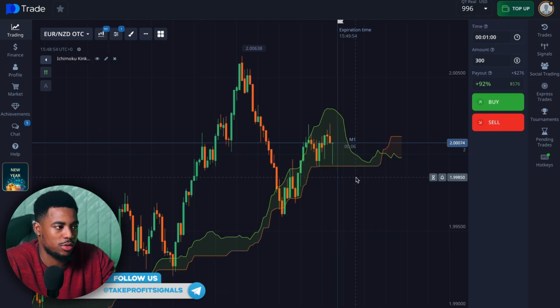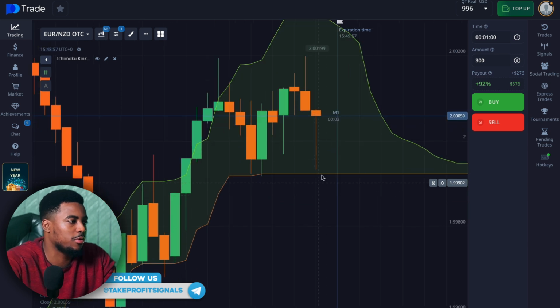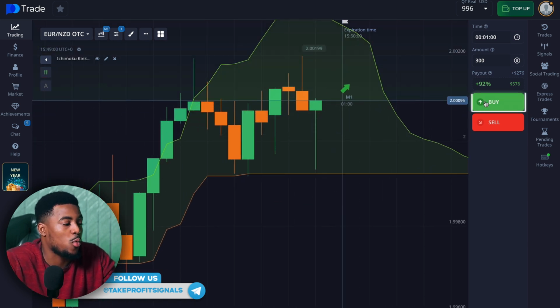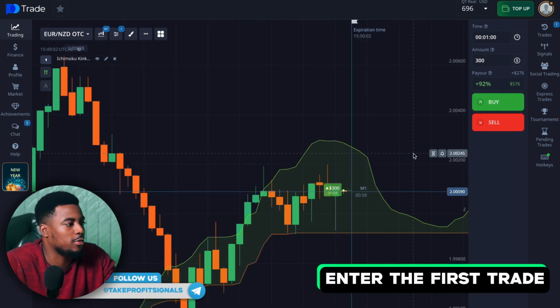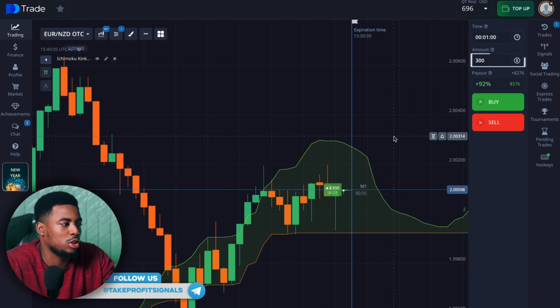And here is the first situation. I wait until we form this Japanese candle, and in 1 second we enter the first trade for 1 minute. I have 300 trade amounts.